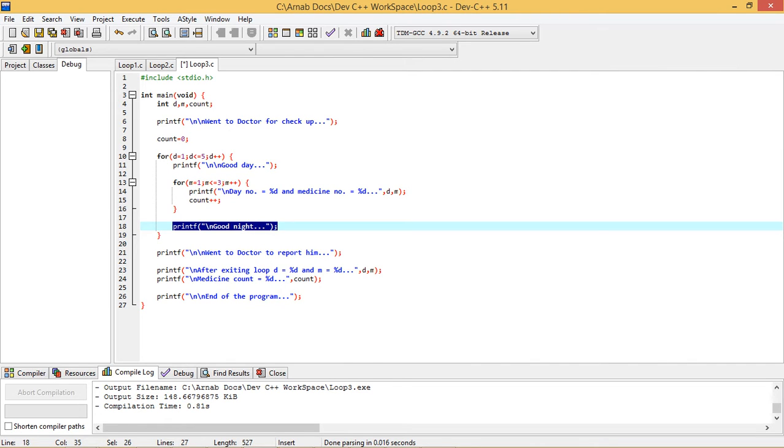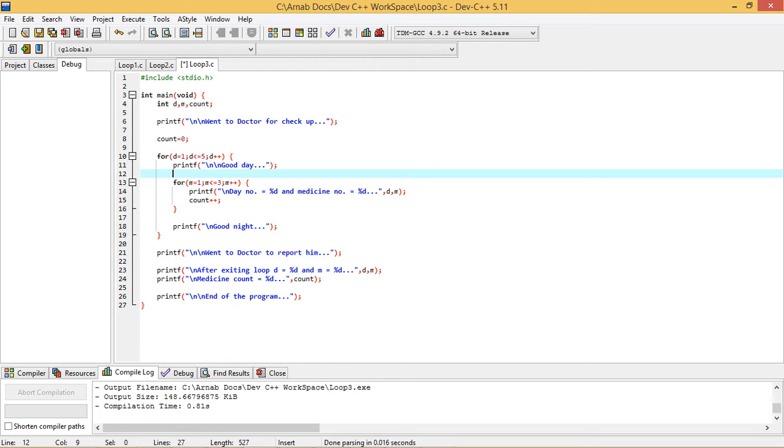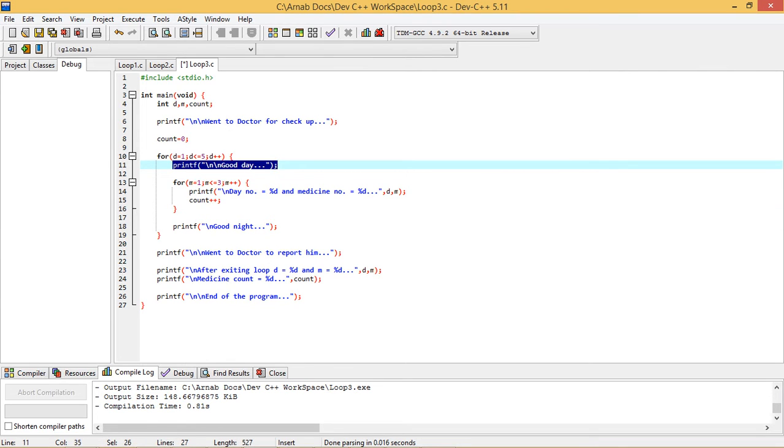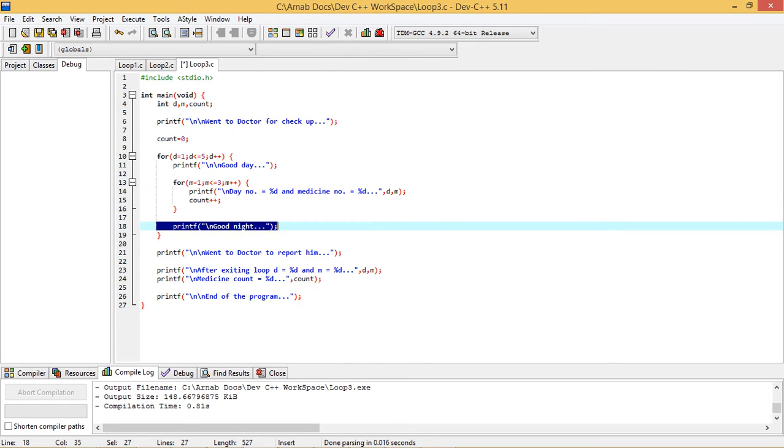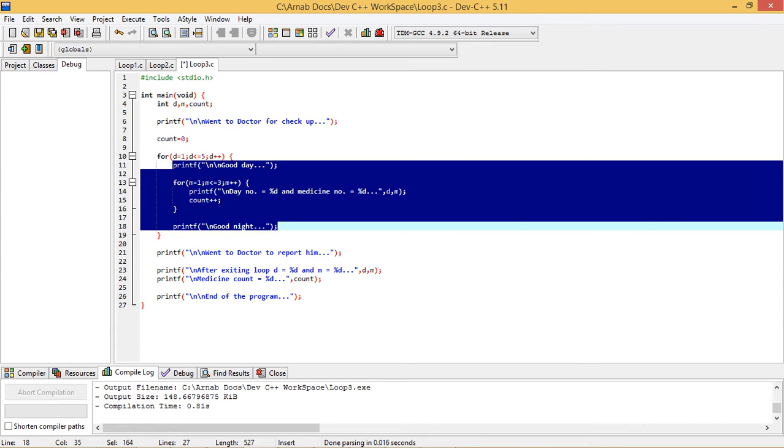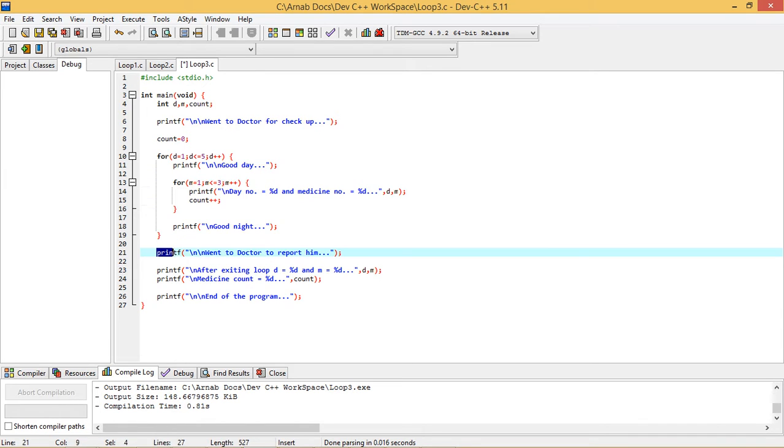So just see, for a single day, I used to say good day to my family members. Then I consume 3 tablets. Then at night, I used to say good night to my family members. So in this way, 5 days I have spent. After that, I went to the doctor to report him that I am well and also to give him thanks.